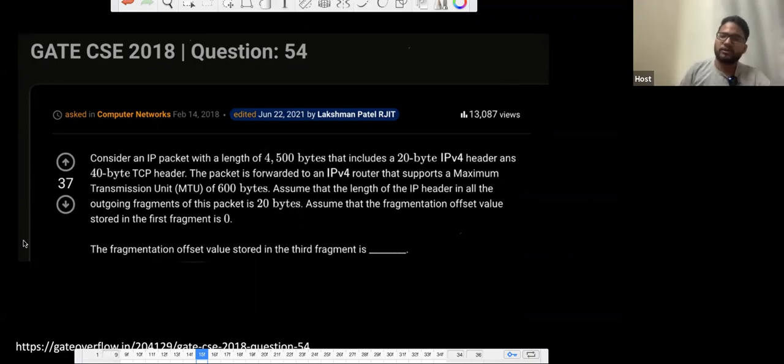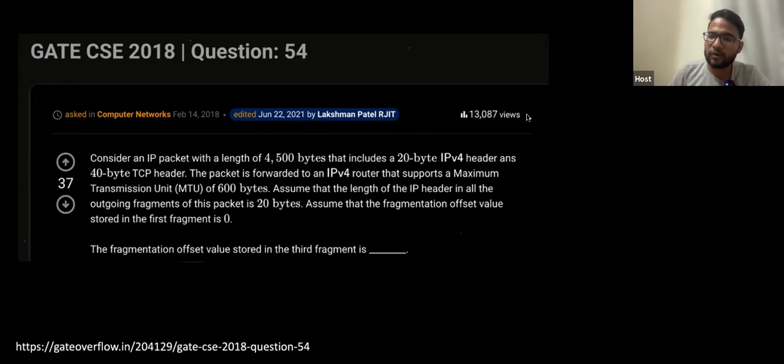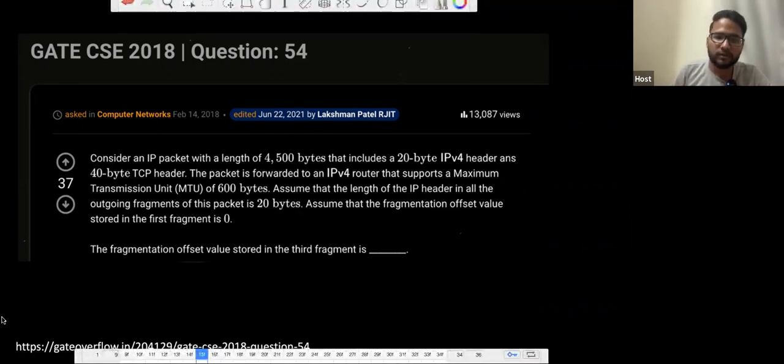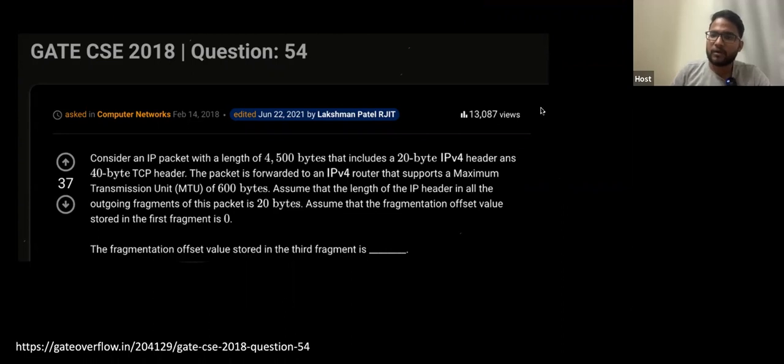Okay, so is there any change in audio quality now compared to the quality that you were receiving earlier? A little bit of change in audio quality, do you feel? Okay. Have you tried this question now?